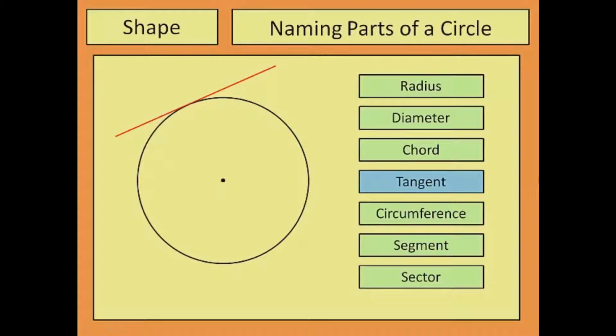Right, a tangent then. A tangent is any line that touches the outside of the circle once and only once. So it can't cross the circle, it just skims the edge of it. So any of these lines are tangents. It doesn't matter where it touches as long as it touches in one place only.